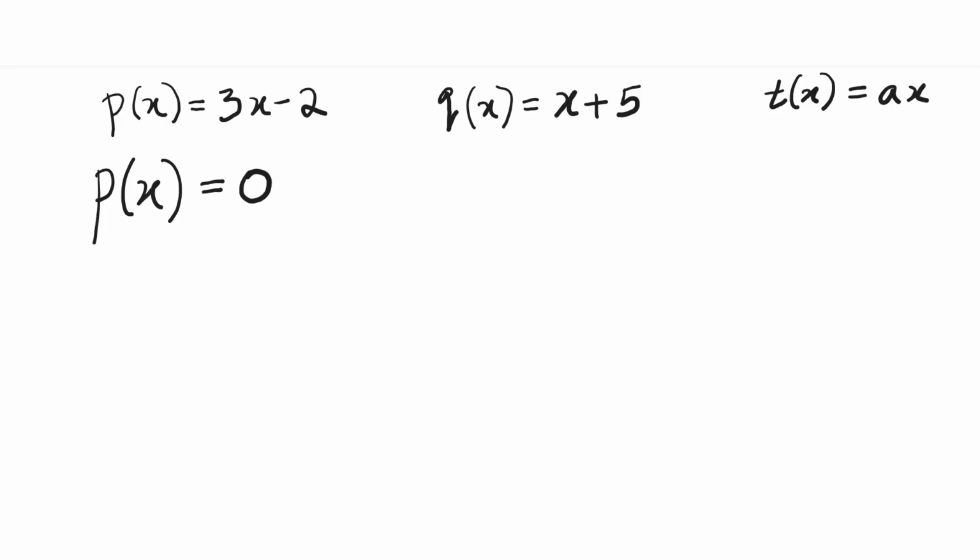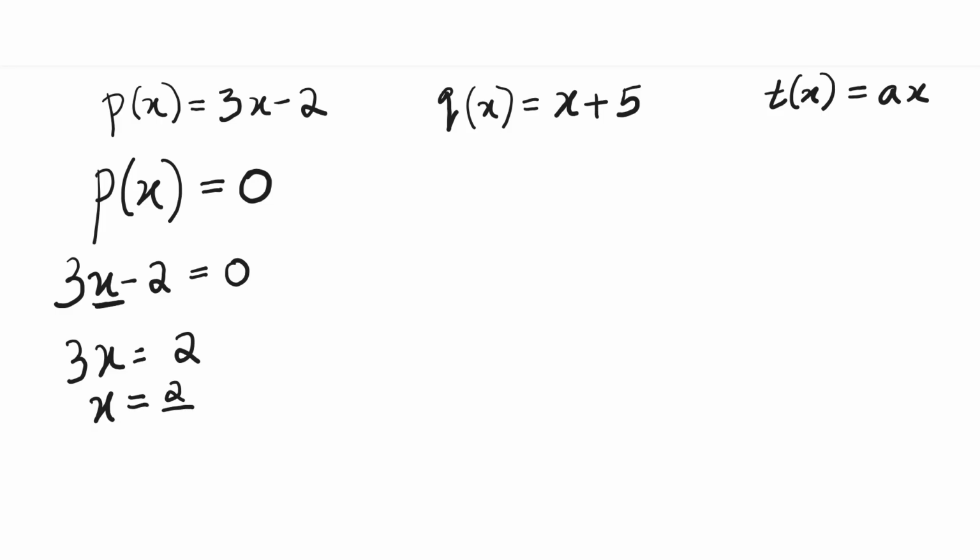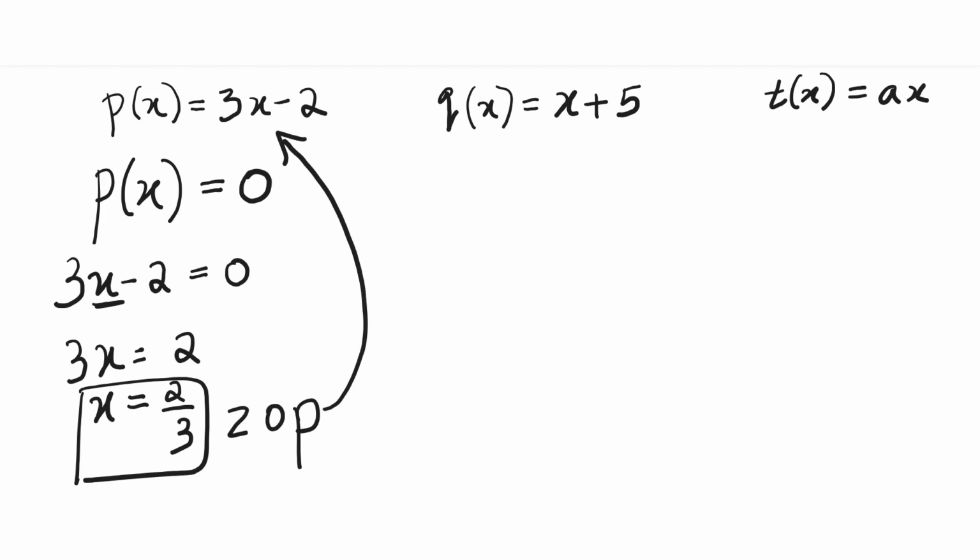So I'm going to say p of x is equal to 0. What is the value of p of x here? 3x minus 2 equal to 0. I'm going to find out the value of x here. 3x is equal to positive 2, so x will be 2 over 3. So this is the zero of the polynomial.